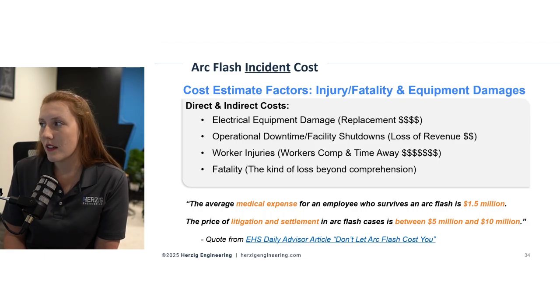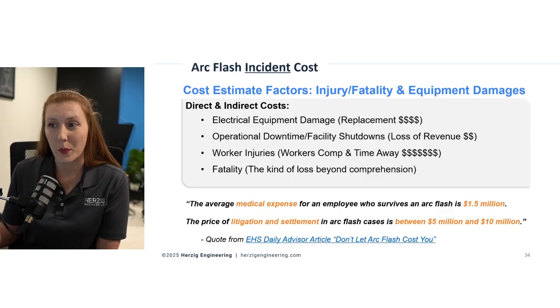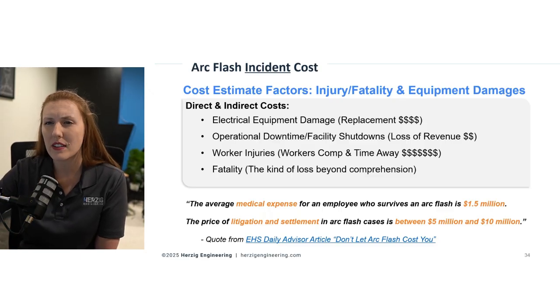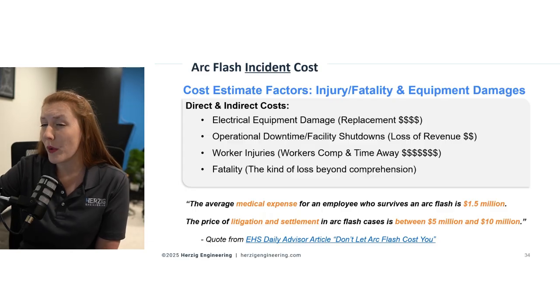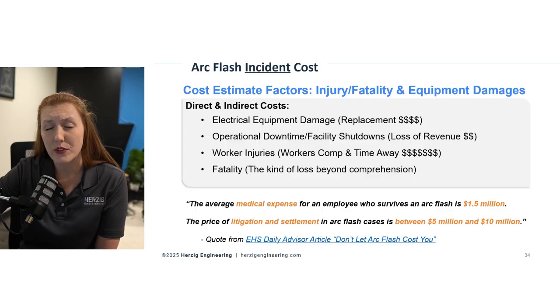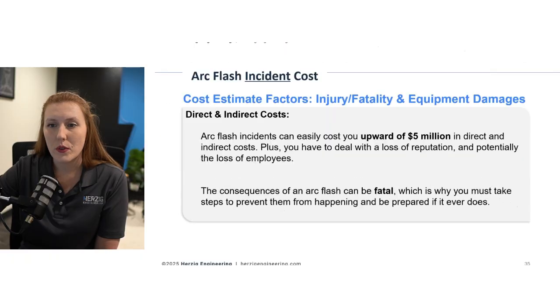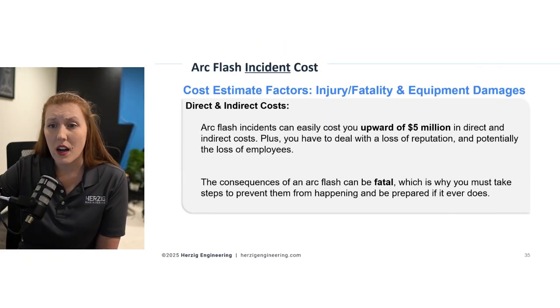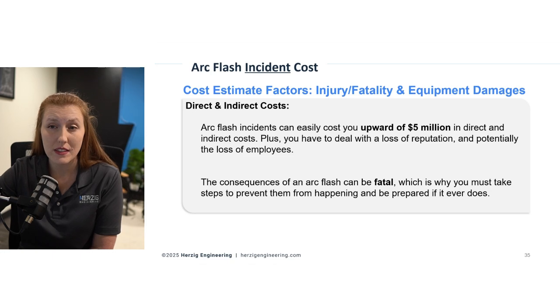That's absolutely incredible in the worst way, right? Think about that time spent in the hospital to rack up $1.5 million, the surgeries, the skin grafts, the therapy after. It's just life-changing, life-altering. So yeah, between direct and indirect costs, it can easily cost you upward of $5 million. Plus, there's that loss of reputation and potentially loss of employees.